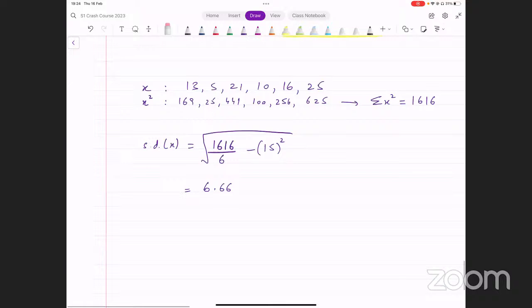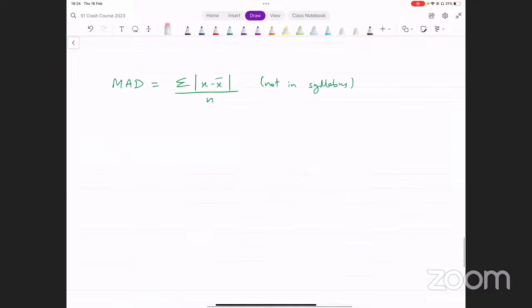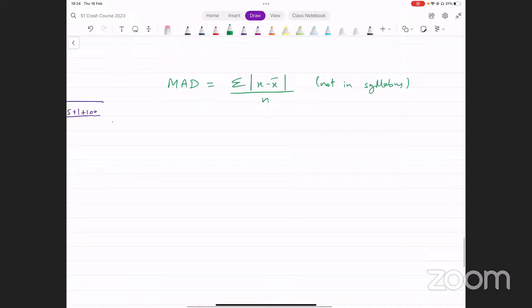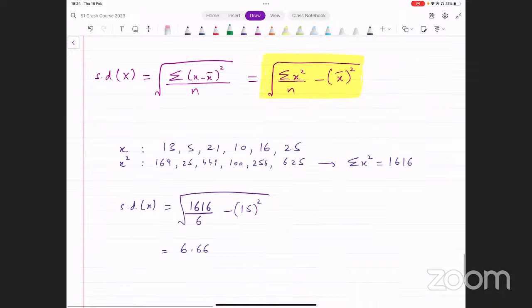So this is part of your syllabus. Mean absolute deviation, which you might think about doing when you are finding the differences, by just putting the modulus sign there, is actually another measure, but that's not part of your syllabus. Standard deviation is calculated like this. All right. These are the two formulas that we have for that.